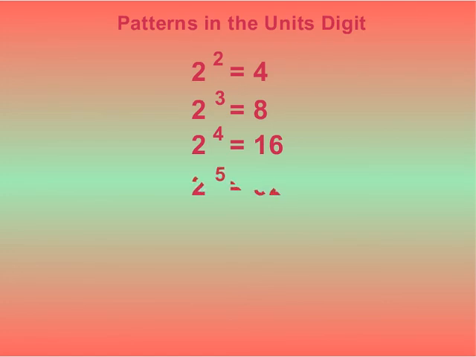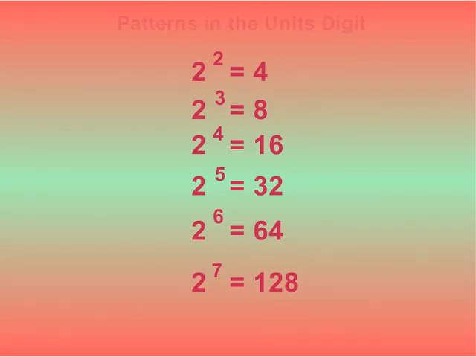For instance, numbers that end in 2 go in a very set pattern. 2 to the 1 is 2, but 2 squared would be 4. 2 cubed would be 8. 2 to the 4th is 16. 2 to the 5th is 32. 2 to the 6th is 64. So you see there's a repeating pattern there of 4, 8, 6, 2. And that pattern repeats indefinitely.